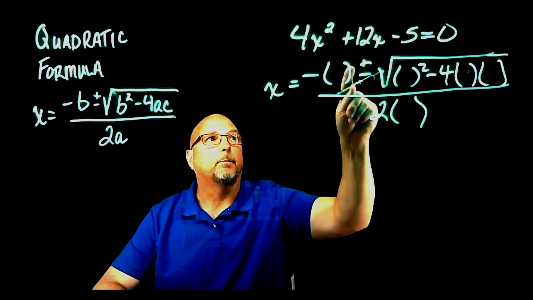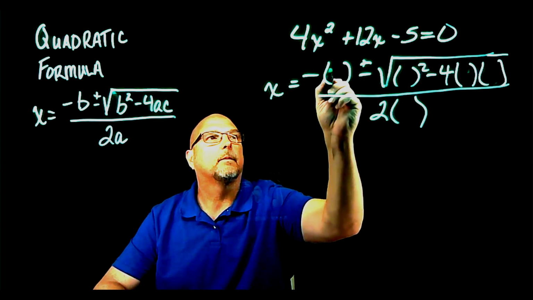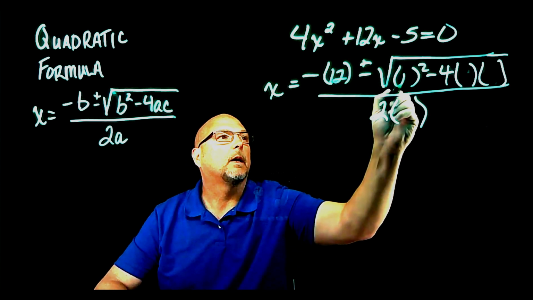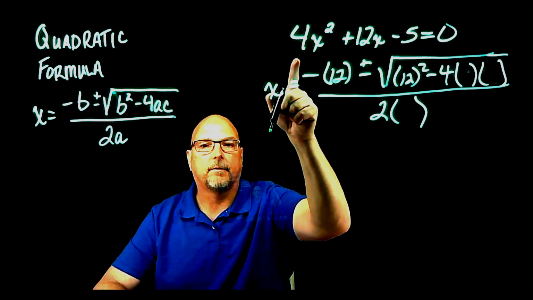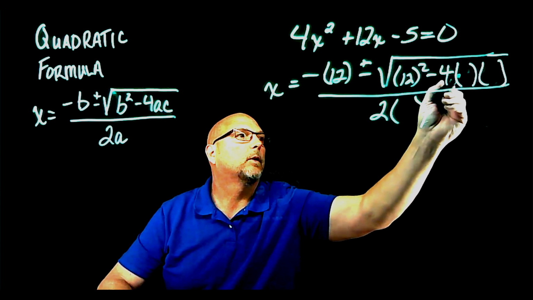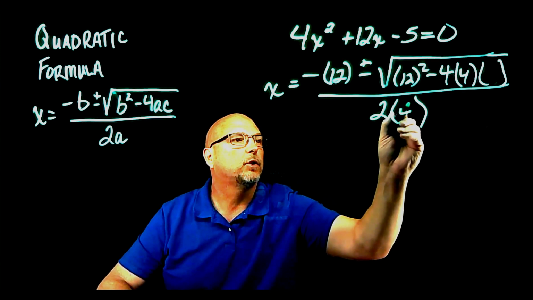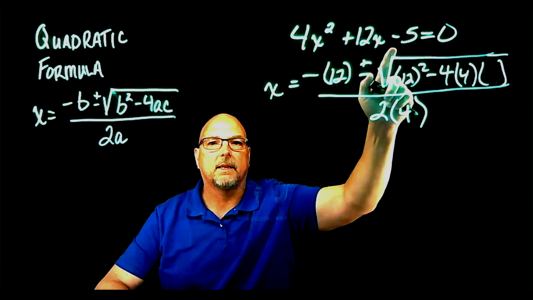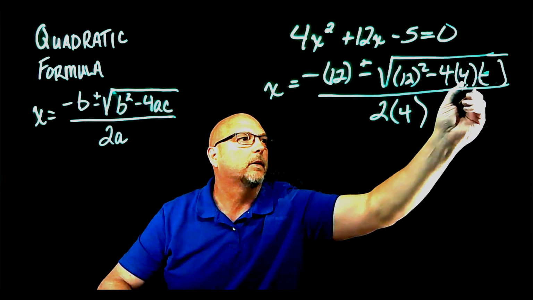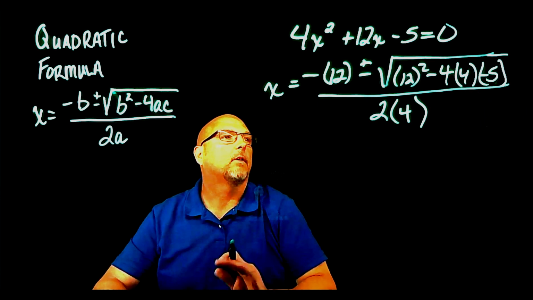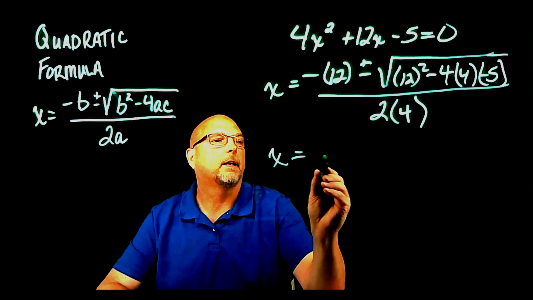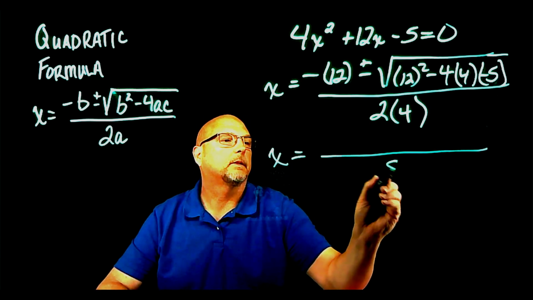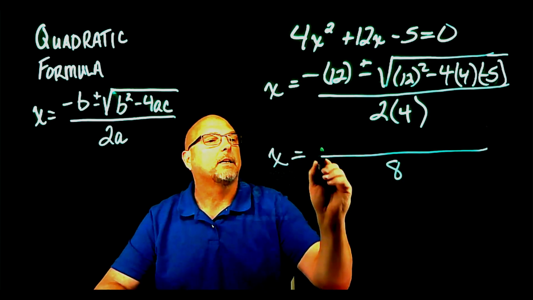So let's see, b is 12. So 12 goes here. A is 4. So 4a all over 2a. And c, that's my minus 5 up here. So I have all my substitutions made. So now I just have to do some simplifying here. So let's see, I know that's going to be all over 8.